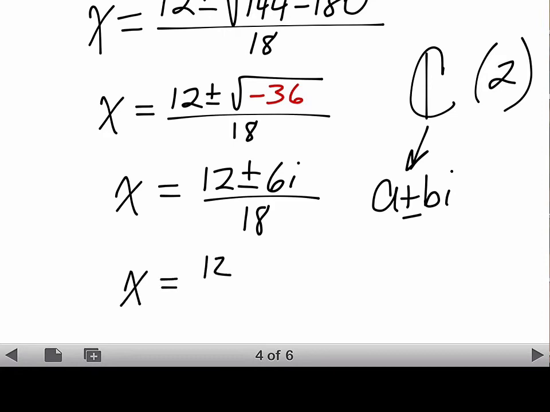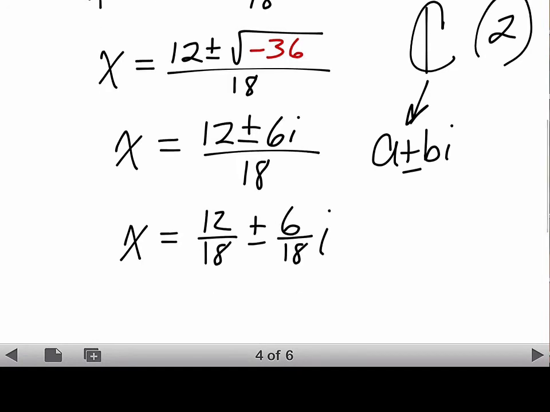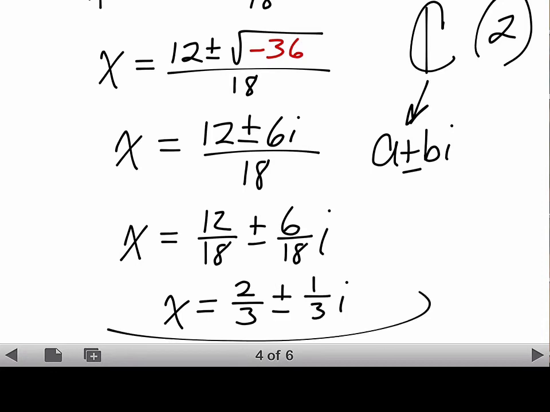X is equal to 12 over 18 plus or minus 6 over 18, and then stick that i out as a factor. So 6 over 18 times i. I see these fractions can be reduced. We're going to divide 6 everywhere. So x is equal to 2/3 plus or minus 1/3 i. And that's how we want to see a complex solution.